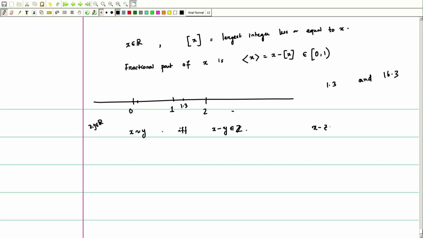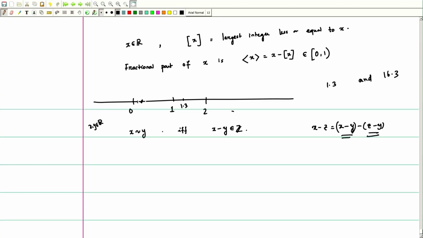Of course, x is related to x, and if x is related to y, then y is related to x, and if x is related to y and y is related to z, then x minus z is equal to (x minus y) plus (y minus z). Now, this is an integer and this is an integer, so the sum of the two is an integer. Therefore, this is an equivalence relation.